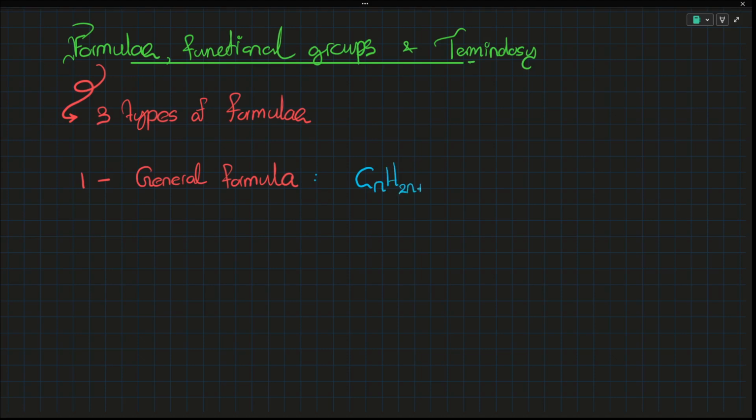CnH2n+2. Don't freak out. There's n's and 2n's and addition and so on, but we don't have to worry about any of those things. Just so you know, this is what a general formula looks like.